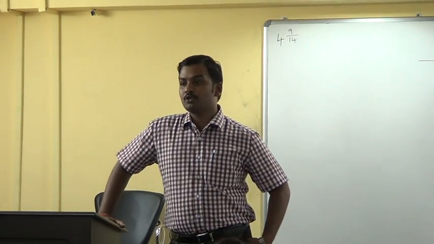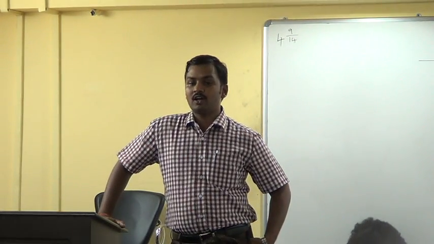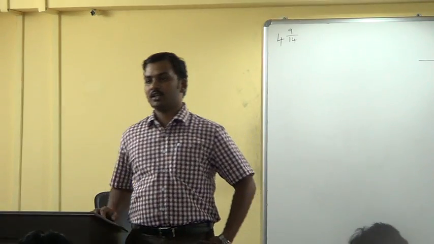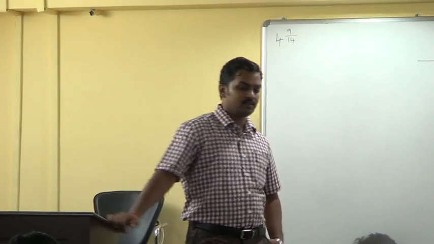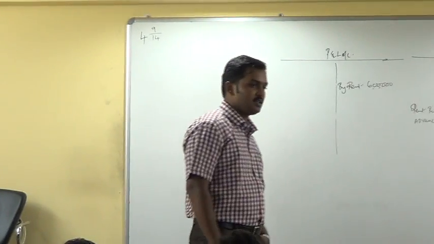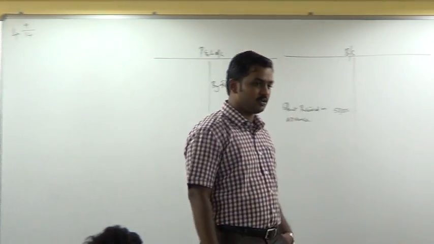So where will we show that 9 lakh rupees? Profit and loss account, credit side. By commission, 9 lakh rupees. Commission received in advance 30,000. Where will you show it? Balance sheet liability side. Commission received in advance, balance sheet liability side, 30,000.